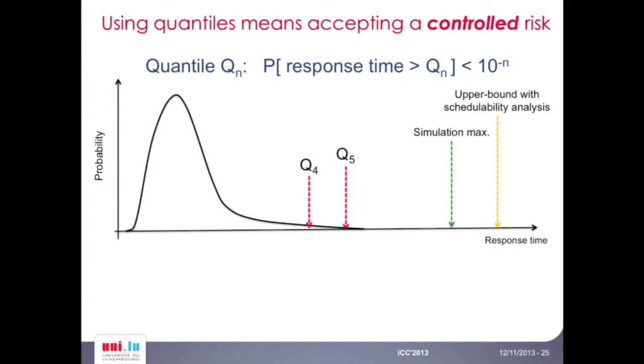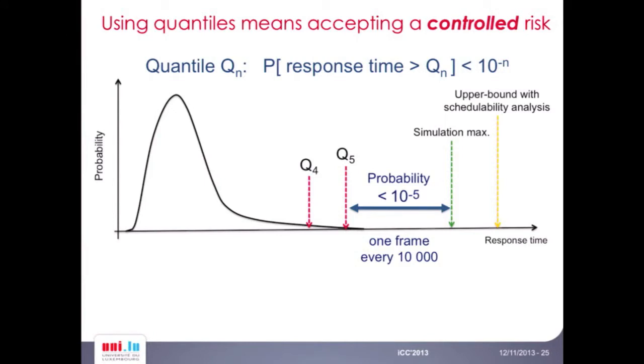Well, a quantile, Qn here, is the smallest value such that the probability of having larger response times than this value is less than 10 to the power of minus n. Let's have an example here. Between Q5 and the simulation maximum, the probability mass, the number of events occurring in that interval, means that one frame every 10,000 is in that interval. Okay, so you can control the risk.